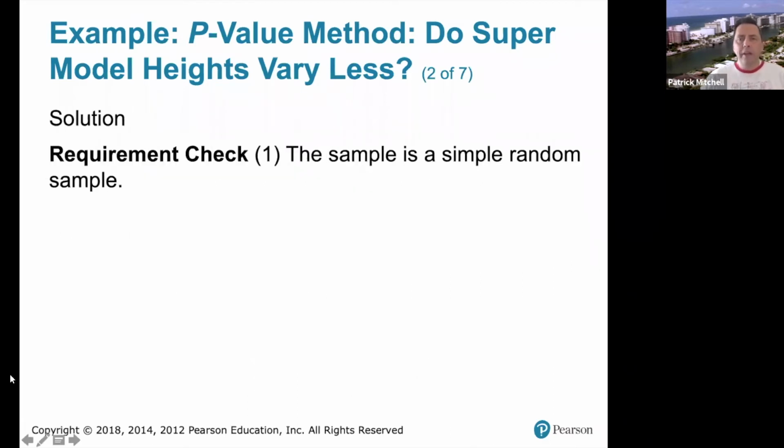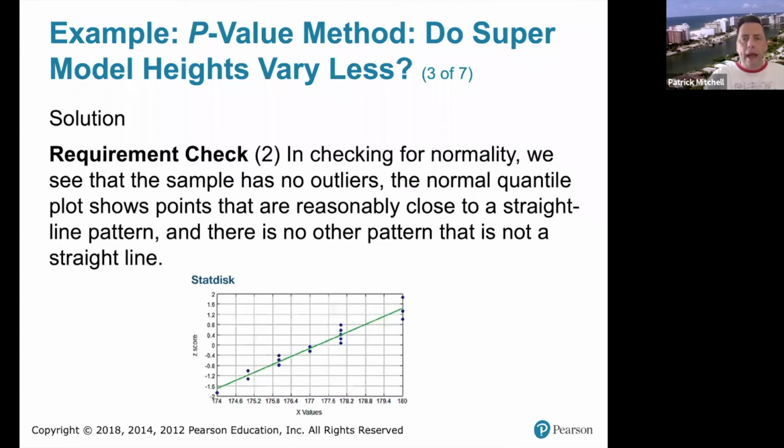Checking our requirements, the sample is a simple random sample. And they didn't come right out in the original problem and say that the distribution is normal, so they're assessing the normality here. And again, we didn't cover that section. So in your homework problems, it will likely say that the original population is normal.